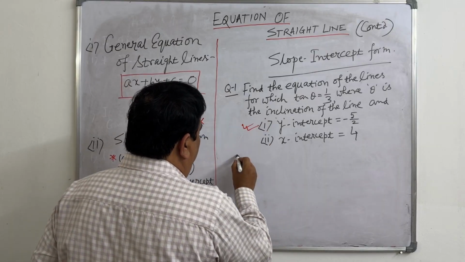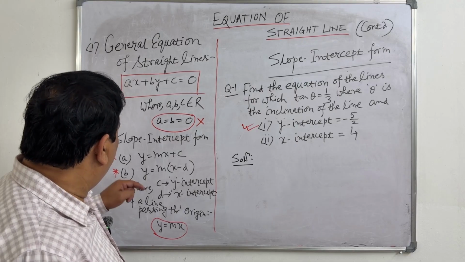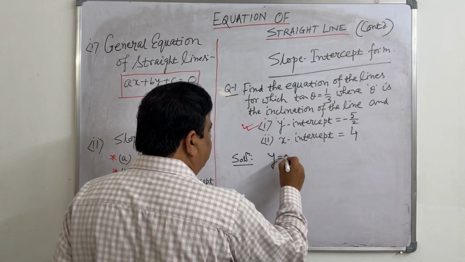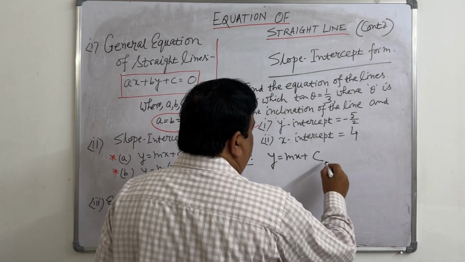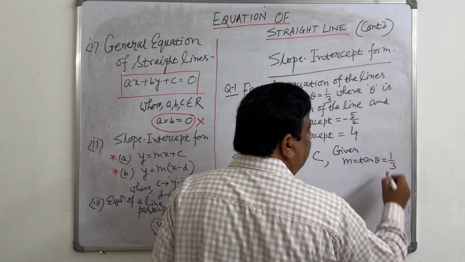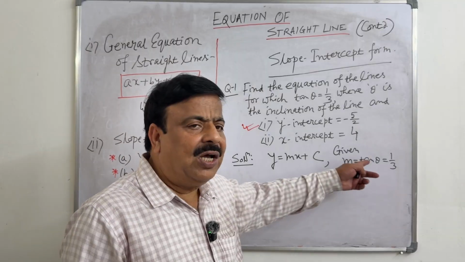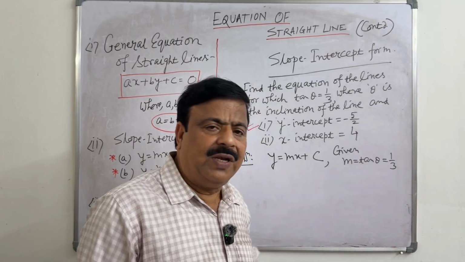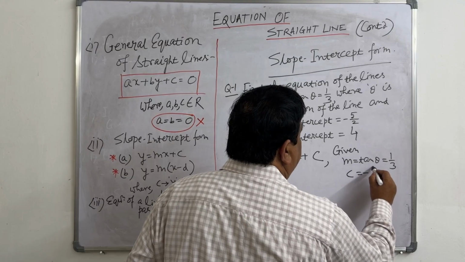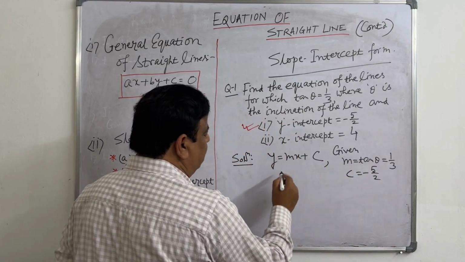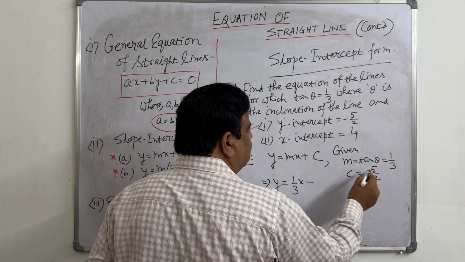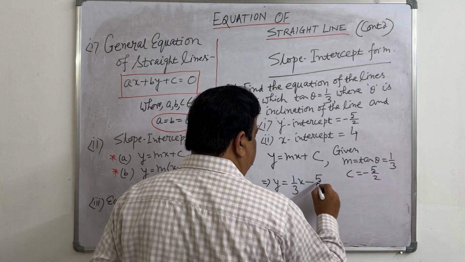So the solution: you know that if slope is small m and y-intercept is c, then the equation is y is equal to mx plus c. Given, m is equal to tan theta, that is equal to 1 by 3. Theta is the inclination of the line, so tan theta will be its gradient, that is small m. So it is given as 1 by 3. What is y-intercept? That is c, given as minus 5 by 2. So put the values in this equation. Y is equal to 1 by 3 into x, because m is 1 by 3, plus what is c? Minus 5 by 2.